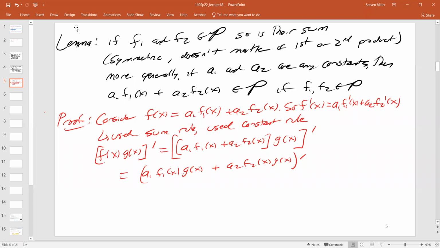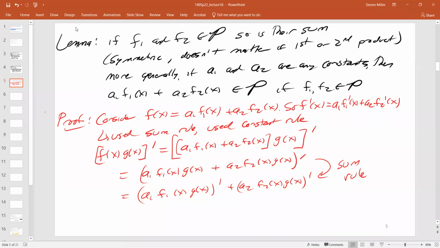Product rule and the sum rule. Well, we don't know the product rule. So what rule should we use first? Sum rule. So this is going to be a1 f1 of x g of x prime plus a2 f2 of x g of x prime. So this is just the sum rule.